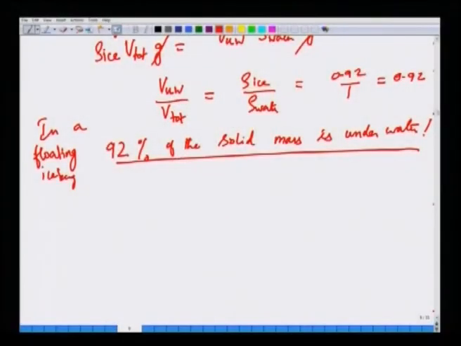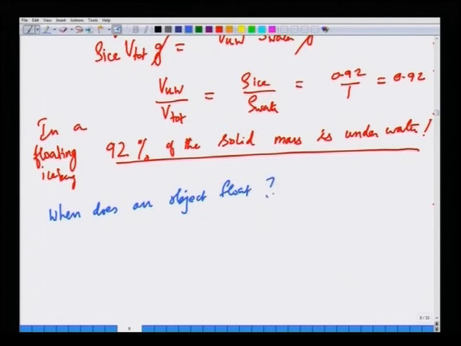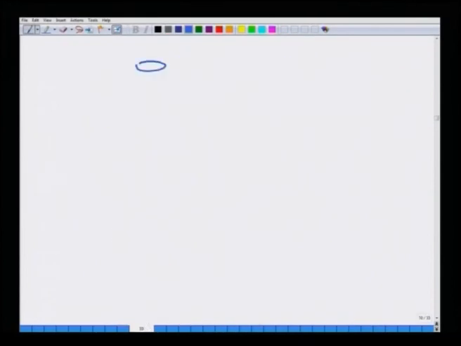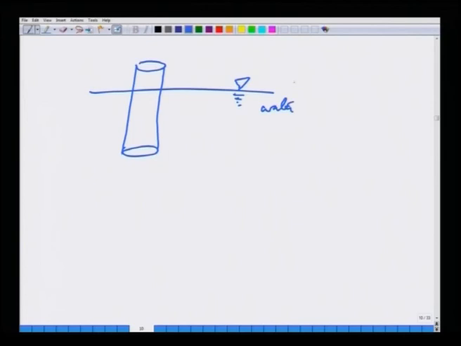We can also derive a simple criterion for floating. When does an object float? When can an object float? Let us consider a very simple geometry to get this result. Let us just take a cylindrical object and this is water. Let us say the cylindrical object is floating. This is water, this is air.